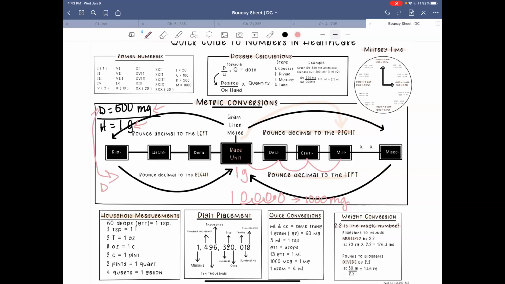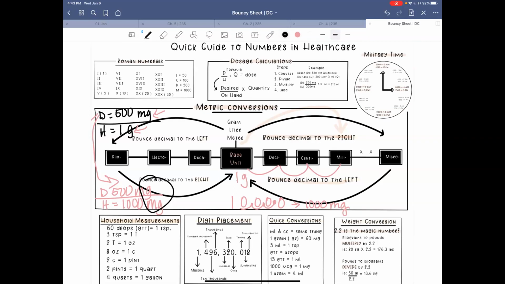So now what we can do is take this formula and convert it. We have our D of 500 milligrams, and on hand, we have 1,000 milligrams, right? So then you can do the math because these terms match. All right, so that's kind of how this bouncy sheet works. Honestly, I know it looks probably super convoluted and confusing, but it's not meant to be. It's just meant to give you a visualization of how to place your decimals.